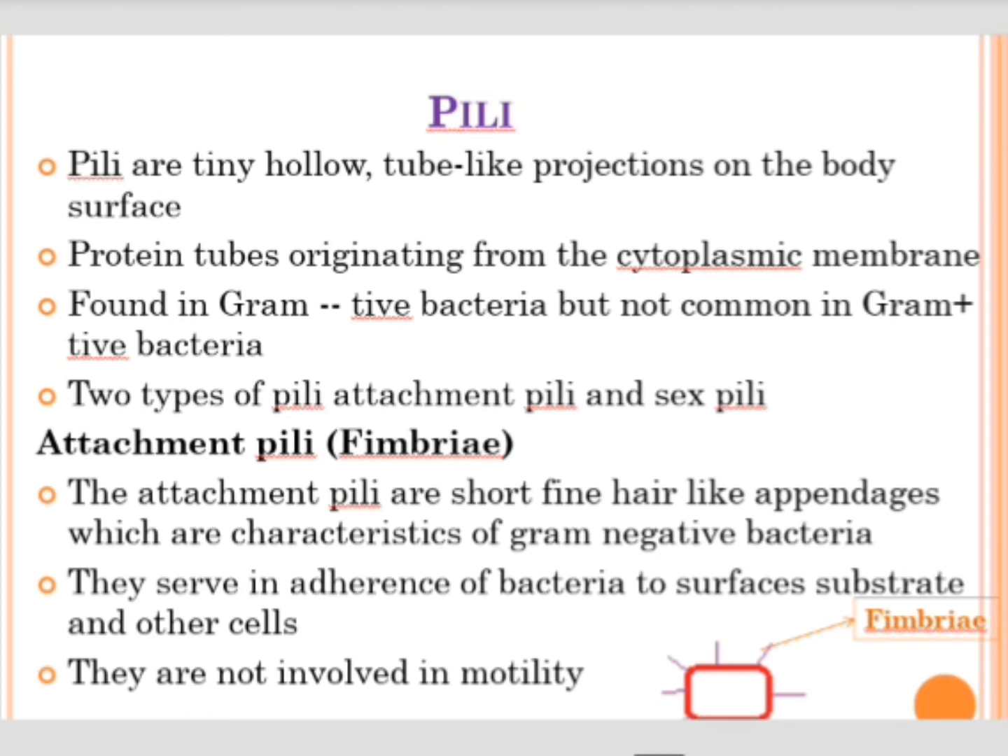So the diagram is a bacterial cell which is having the hair-like structure called attachment pili or fimbriae, and with the help of this pili the bacteria get attached to another bacterial cell or to a host cell or to a substrate.